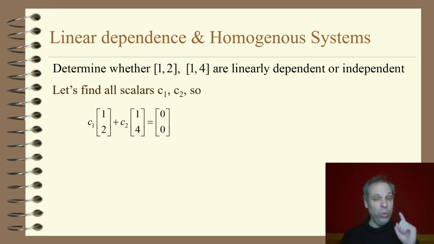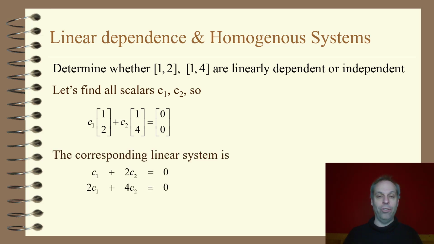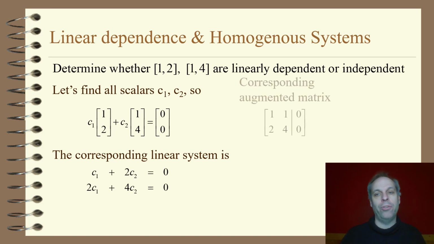I'll prove to you the only such linear combination that exists is where all the scalars are 0. That means the vectors have to be independent. So let's find all such scalars so that this linear combination of these two vectors adds up to the 0 vector. Now, using a trick you saw before from 2.4, this linear combination corresponds to this linear system, which we call a homogeneous linear system, and that corresponds to this augmented matrix.